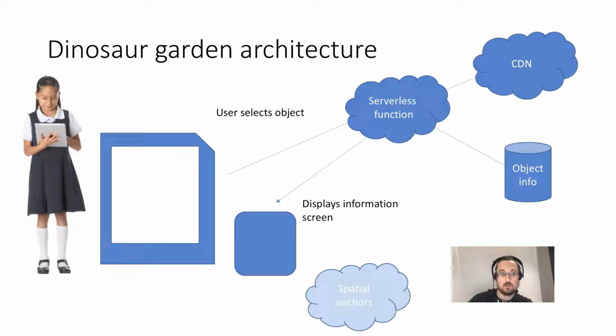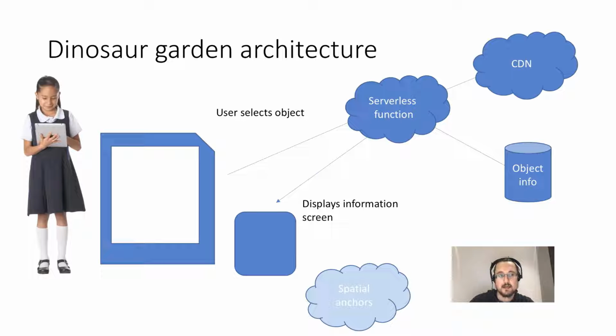Here at the bottom left, you see a user who maybe uses an iPad or maybe a mobile phone, and they would select an object, at which point it would go towards a serverless function in the cloud, and that function in turn would turn towards a CDN for an image, and it would also turn towards a database for the information about the object, such as the dinosaur or the tree, and it would return all of that back as an information screen, as I showed you in the demo.